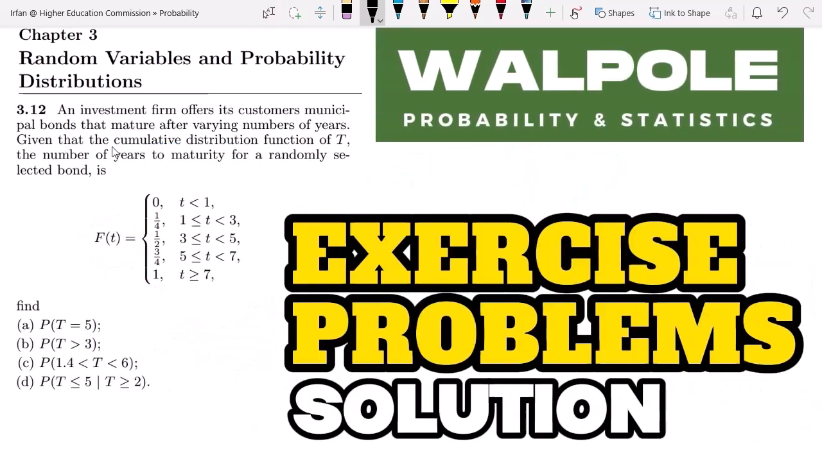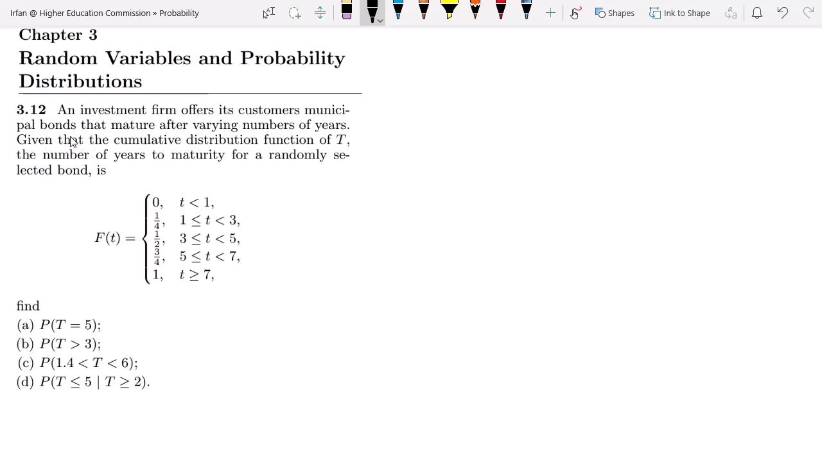Hello guys, I hope all of you are fine. This is question 3.12, and the statement is: an investment firm offers its customers municipal bonds that mature after varying numbers of years. Given the cumulative distribution function, which we have discussed in this lecture, the number of years to maturity for a randomly selected bond is given by this F of t. There are different values of F of t given, and on the basis of this F of t we have to find different quantities given in the form of parts a, b. So let us solve it.